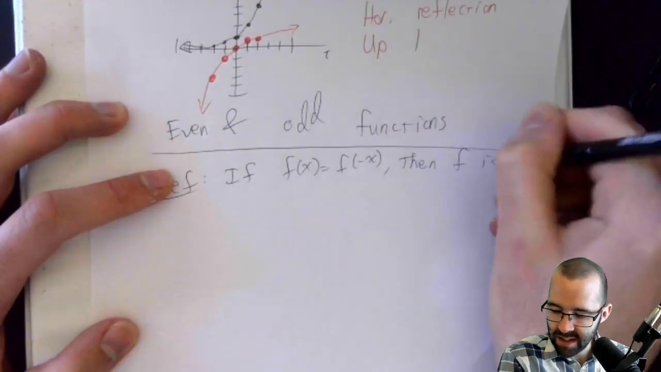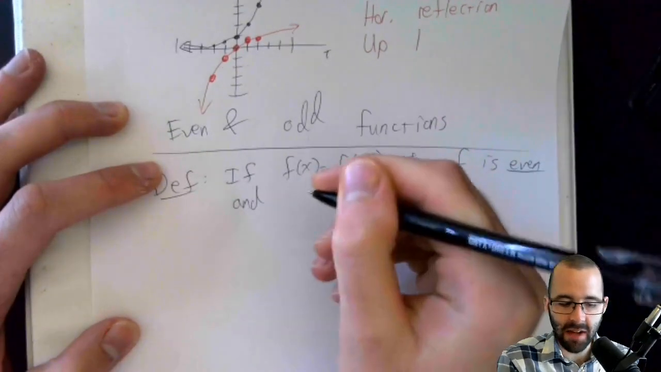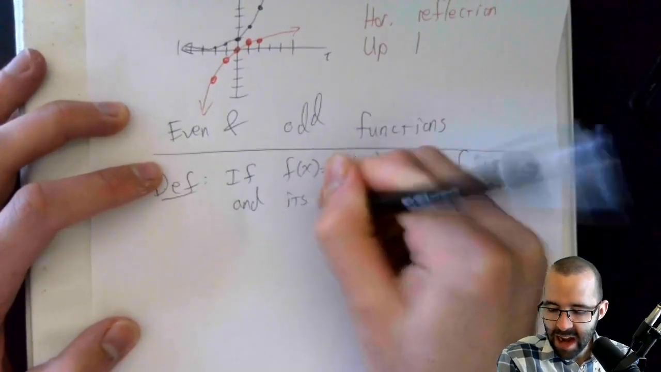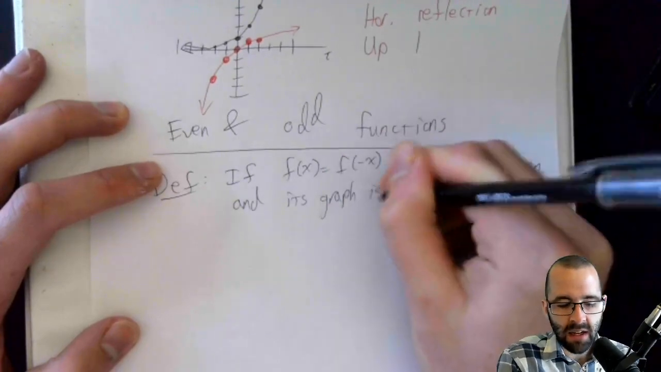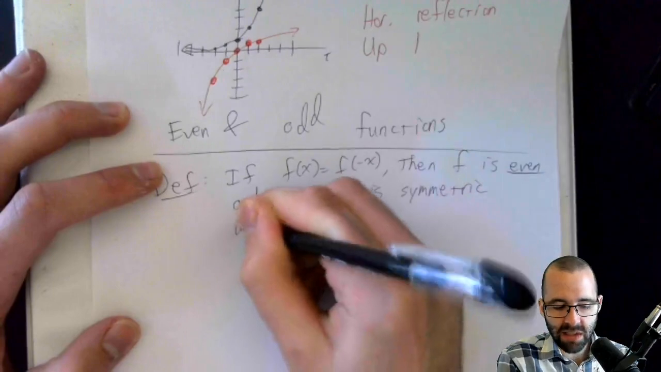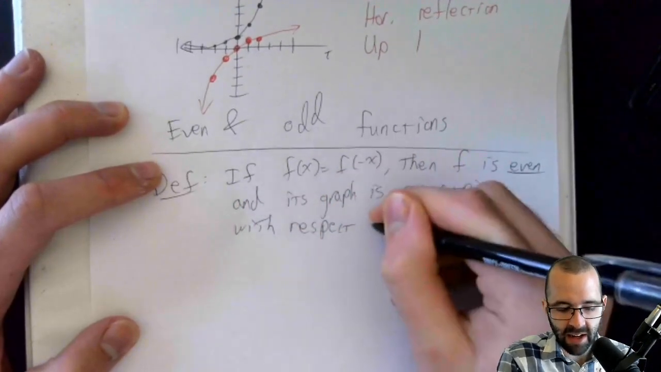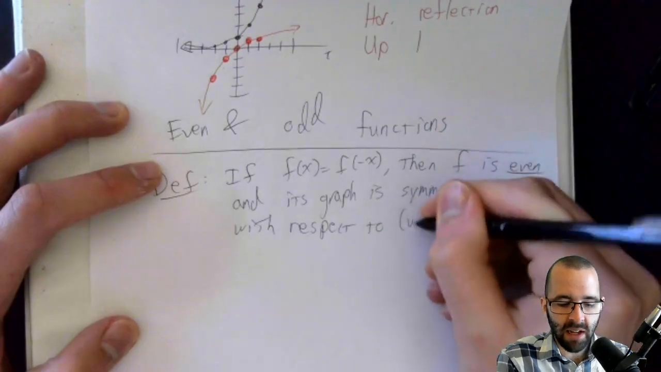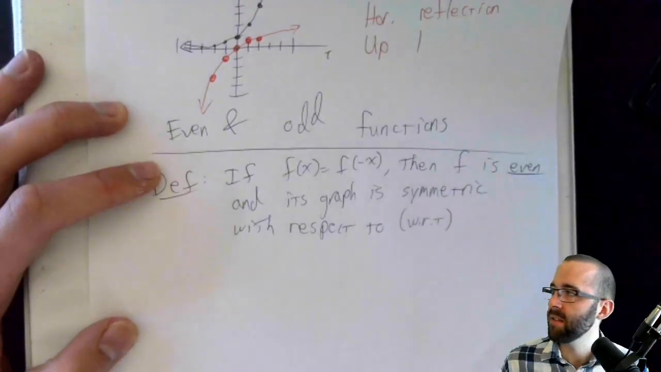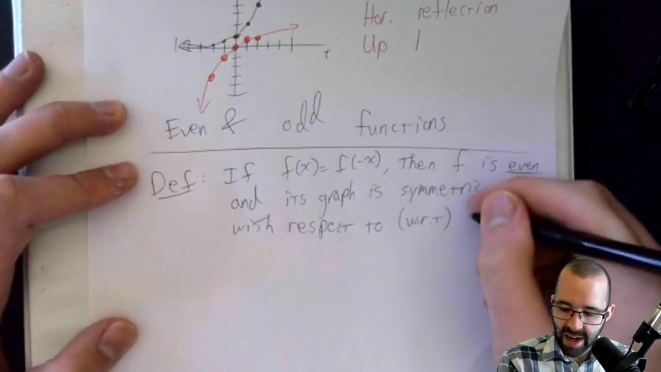Okay, so if f of x equals f of negative x, then f is even. And here's the double part. Its graph is symmetric with respect to, I'm never writing that again. A lot of times I'll abbreviate that WRT. With respect to the y-axis.